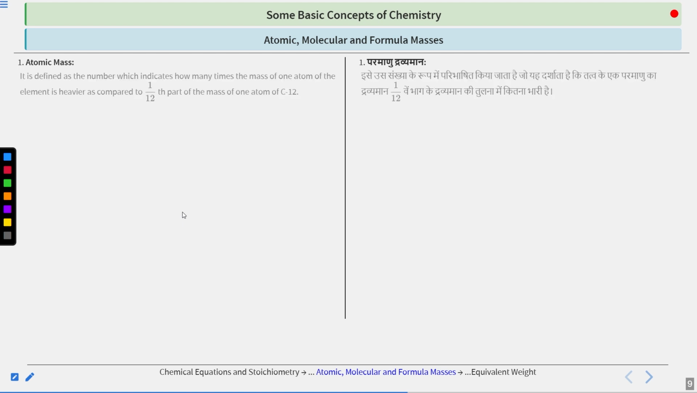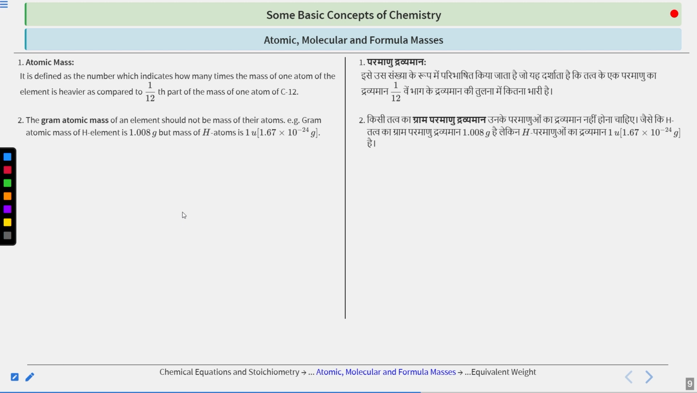So what is atomic mass? It is defined as the number which indicates how many times the mass of an atom of the element is heavier as compared to 1/12 the mass of a carbon-12 atom. So what we do is compare the masses and see how much heavier that atom is than 1/12 of the mass of a carbon-12 atom.